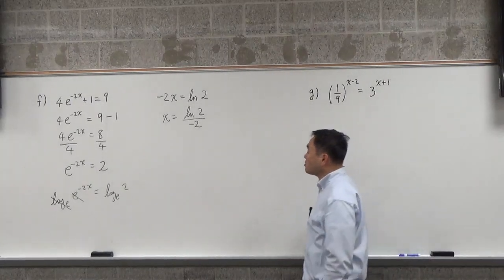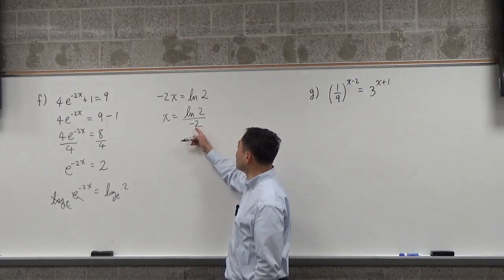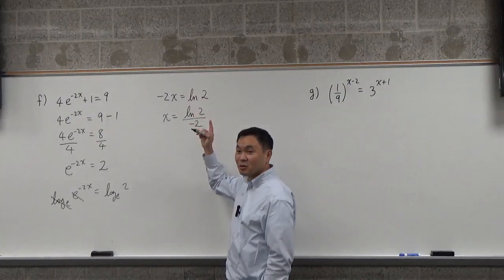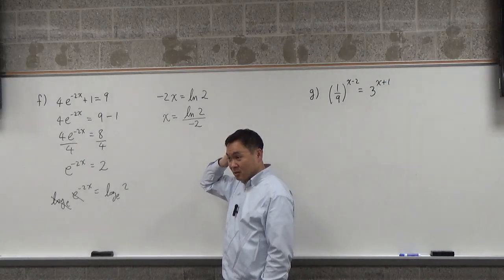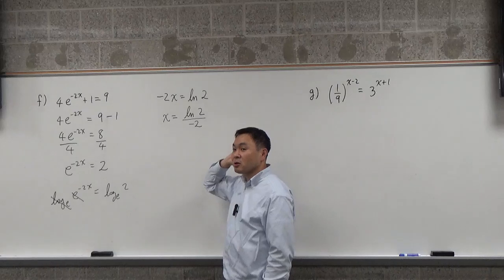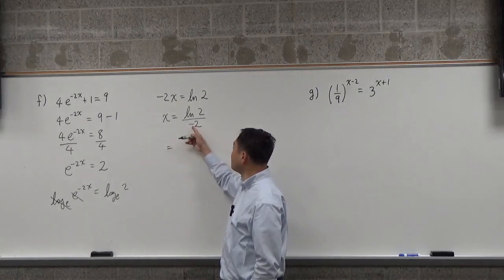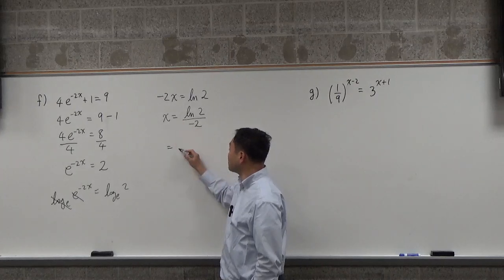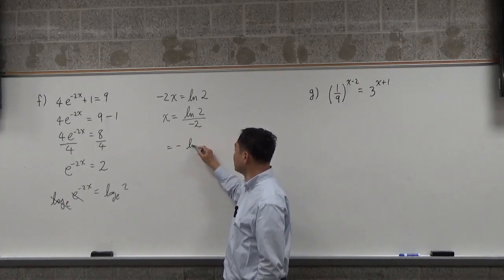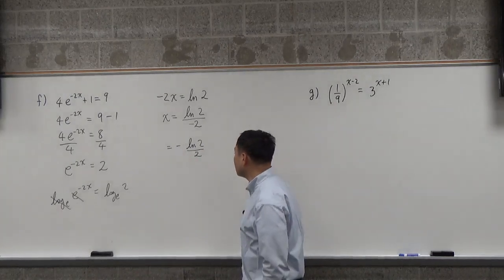Now, some people get confused and they think, oh, I can bring this inside the log. If you do that, that will be very bad, okay? So this is full credit. However, a better way to write down the answer would be to say, usually you bring the minus in front. So that's a better way to write down the answer.